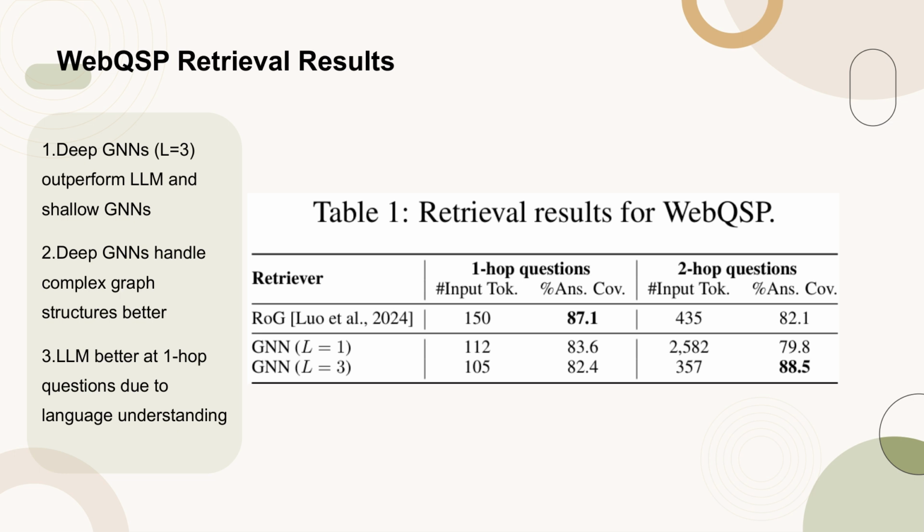The results show that deep GNNs are more effective and efficient in handling complex graph structures and retrieving multi-hop information. However, for simple one-hop questions, the LLM retriever performs better due to its superior natural language understanding capabilities.